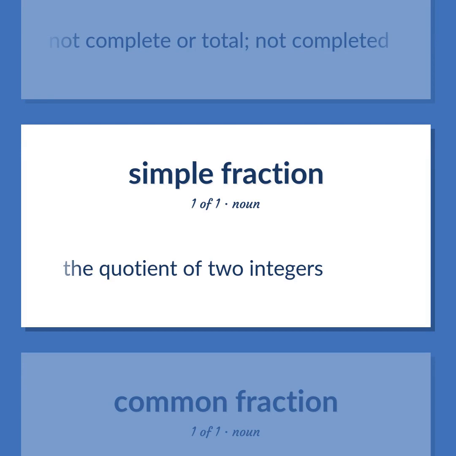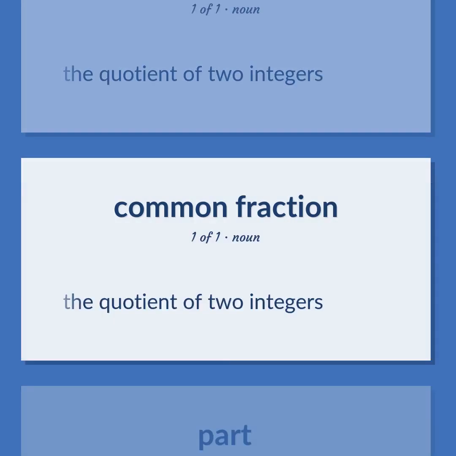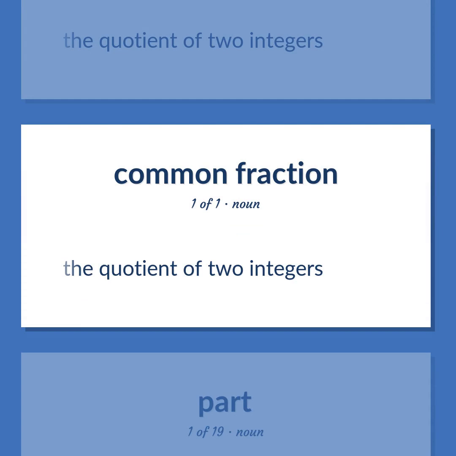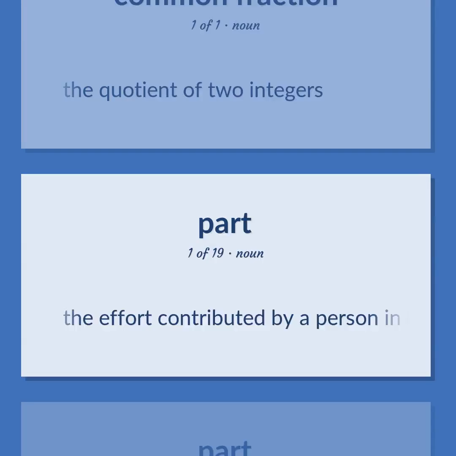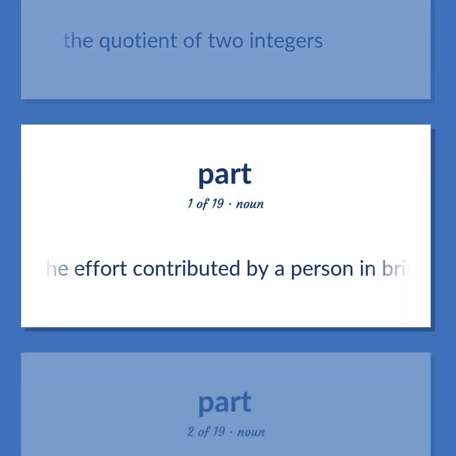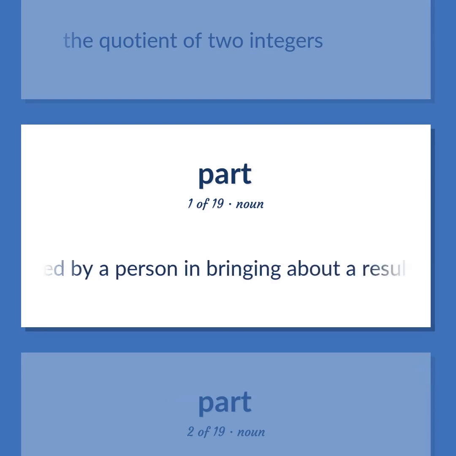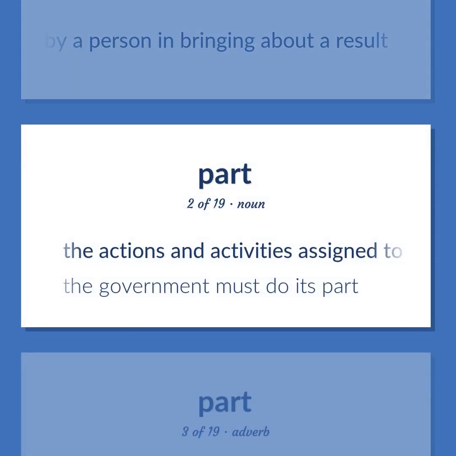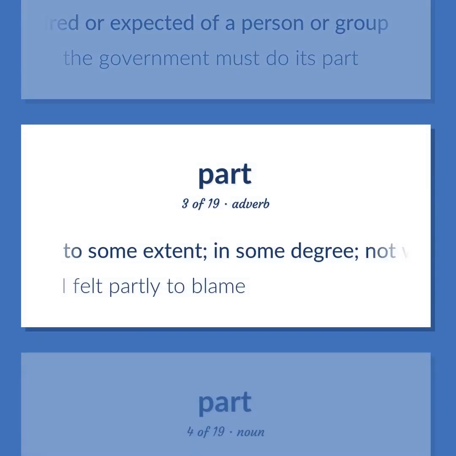Not complete or total, not completed. The quotient of two integers. The effort contributed by a person in bringing about a result. The actions and activities assigned to or required or expected of a person or group. The government must do its part. To some extent, in some degree, not wholly. I felt partly to blame.